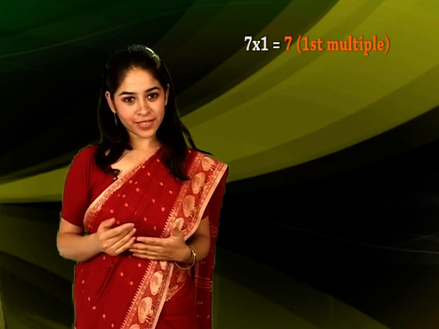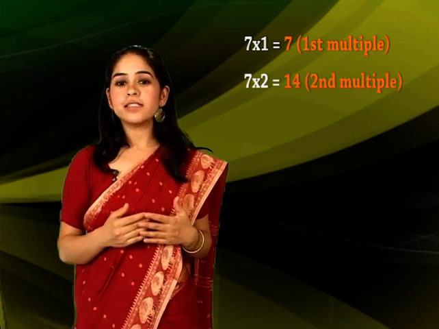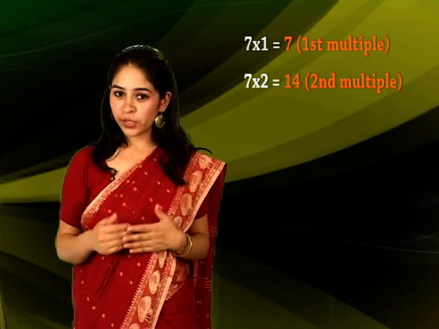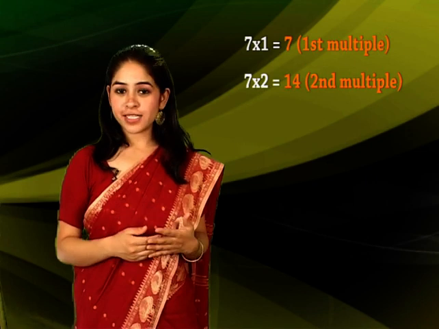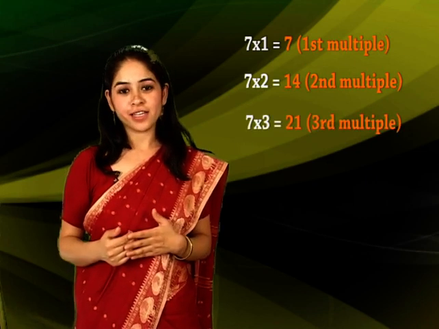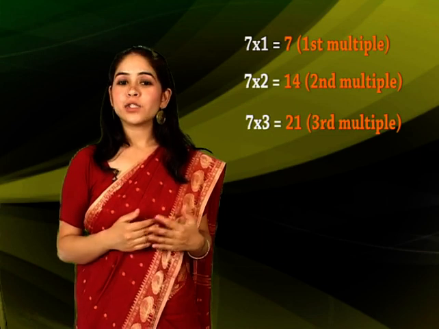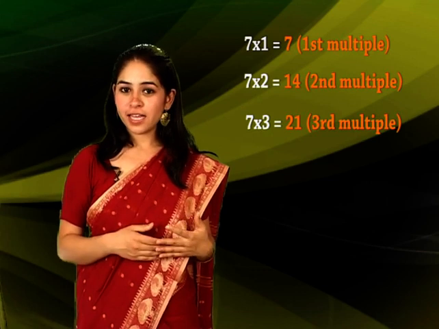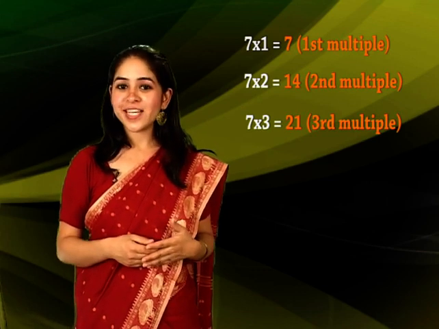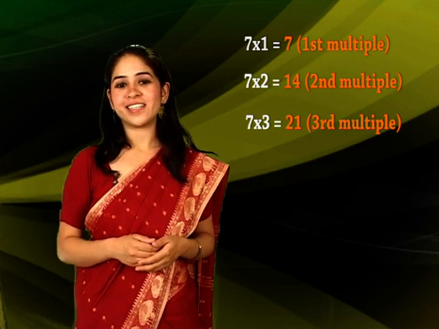Example, let's take number 7 and find out its multiples. We multiply 7 and 1, this is equal to 7. 7 is the first multiple of 7. We then multiply 7 and 2. This is equal to 14. 14 is the second multiple of 7. After this, we multiply 7 and 3. This is equal to 21. 21 is the third multiple of 7. We keep multiplying 7 with all following natural numbers to give the later multiples of 7.